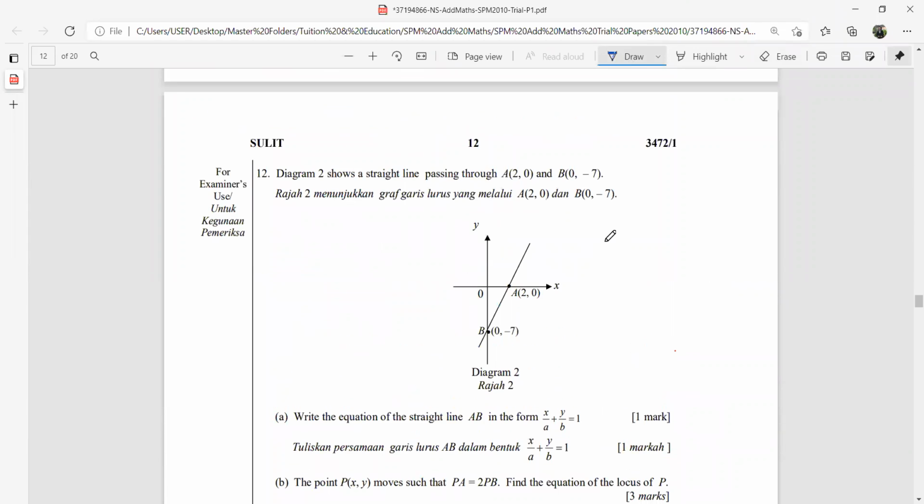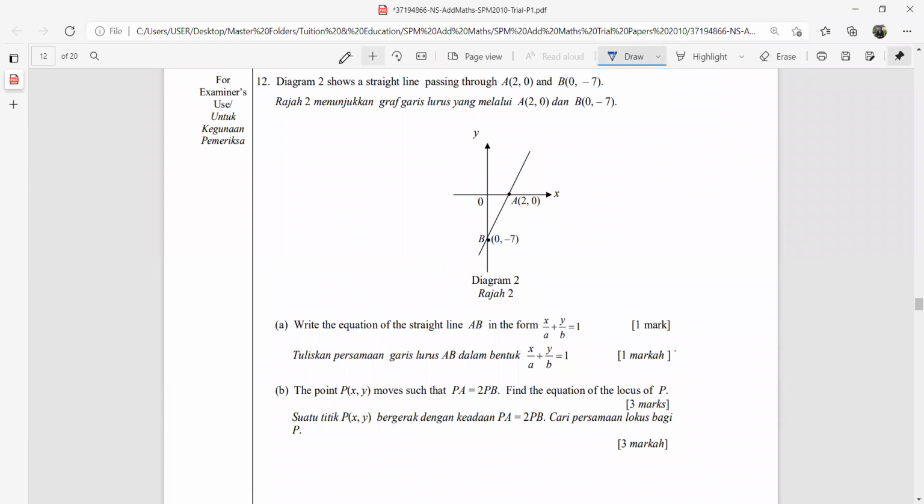Oh, this one, some of you don't like coordinate geometry. About lines, you don't like, right? Okay, this question, try now. Got 4 marks altogether. Read properly.